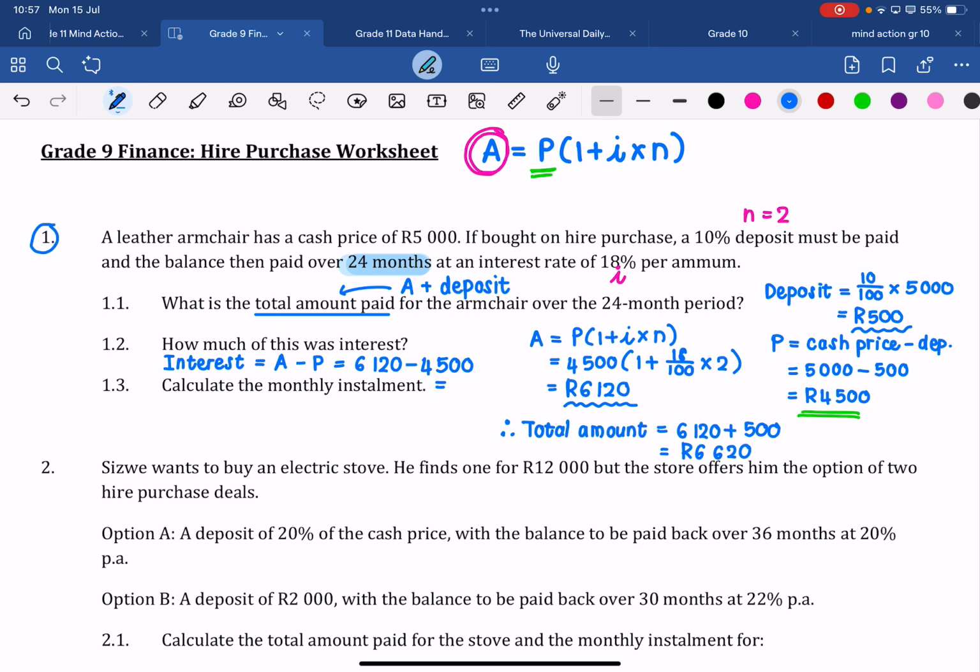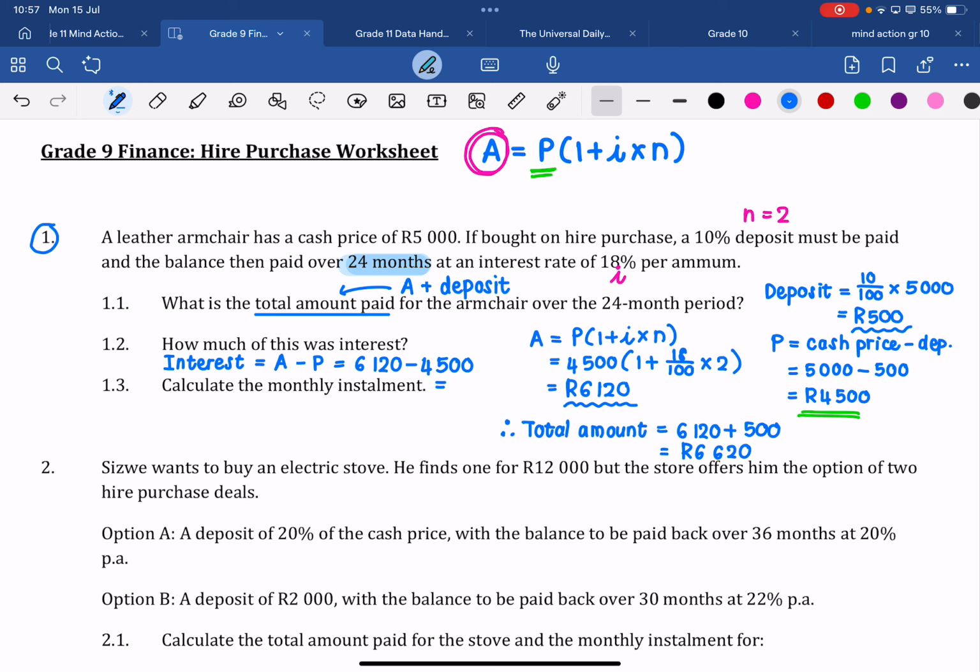Okay, what's that answer? What's 6,000 minus 4,500? Can you do that in your heads? 6,000 minus 4,500 is 1,500, right? And now you add 120 to it, yes?